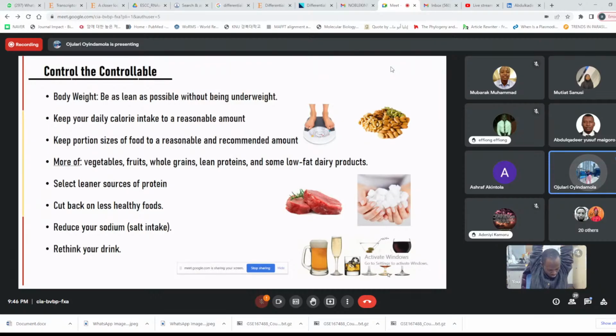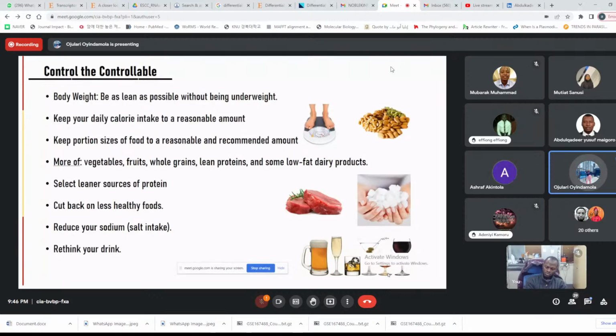It's just like I'm running a race. I know this is my start line and that's my finish line. So when we are aware of this, it keeps us in check. I know that I cannot go beyond that line. Once I go beyond that line, then there's a problem. So we have to keep our calorie intake and our food portion sizes to a reasonable amount. I mentioned earlier fruits, vegetables, whole grains, lean protein, low fat dairy products, and things like that.